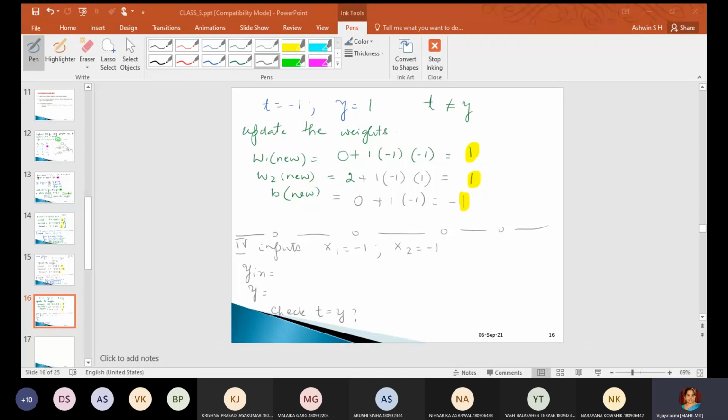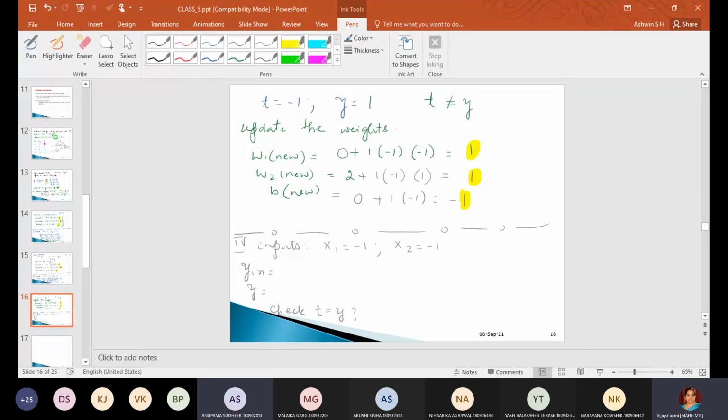Is it done? Anybody? Ma'am, in this case, do the weights remain the same? Okay, let us see. What is Y in you have got, Anupama? Minus 3, ma'am. Minus 3. Very good. This is right. So Y will be a function of Y in, which is less than the condition, so you got the output Y equal to minus 1. Is it right? Yes, ma'am. Okay, so check whether T is equal to Y. Here it is satisfied. T is equal to Y.